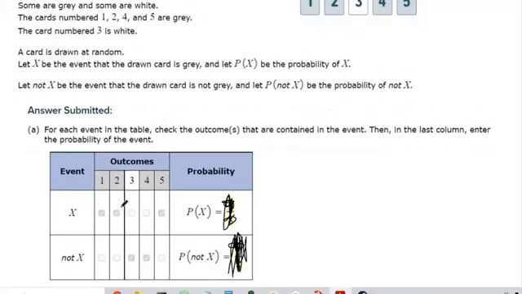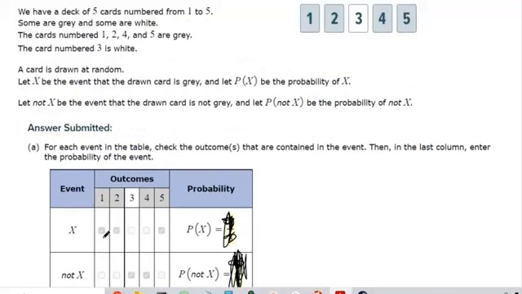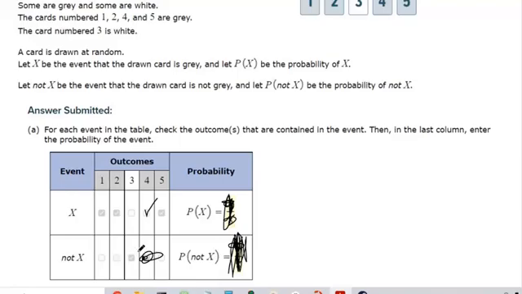So the student that chose this one said 1, 2, and just 5 are outcomes of X. But we also need to check 4. X is getting a gray card, and they said 4 was a gray card, so that needs to be checked up here. Events that are not in X, drawing a 3 white card, that is not in X, so that is correct. So these all should be blank except for 3. 3 is not in X.